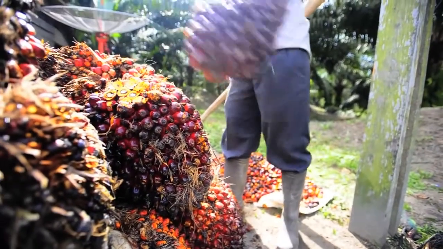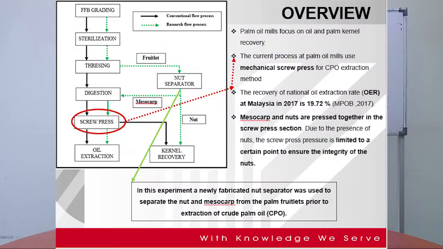As we know, the palm oil industry is one of the largest industries in Malaysia. Palm oil mills focus on oil and palm kernel recovery. The current process at the palm oil mills uses a mechanical screw press for crude palm oil extraction. Based on data published by MPOB, the national oil extraction rate (OER) in Malaysia is 90.72%. The OER remains unchanged due to the lack of improvements implemented in palm oil processing.